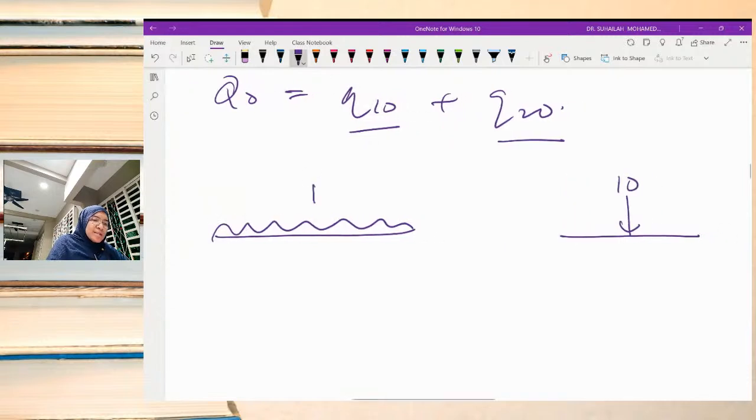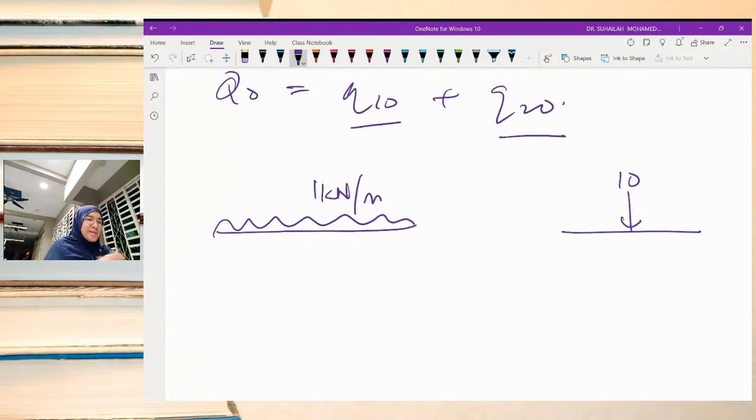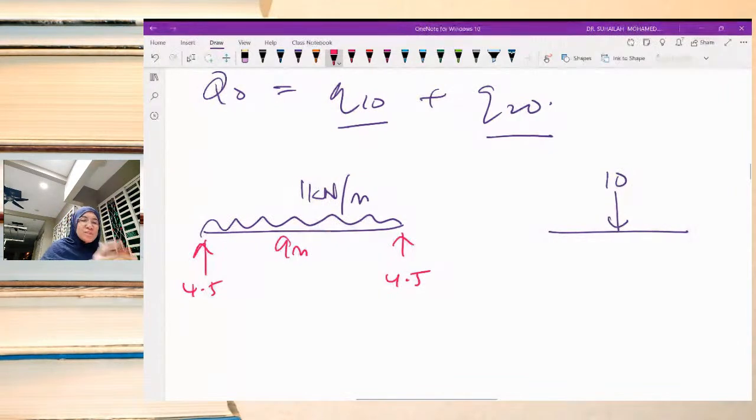This is 1 kilonewton per meter. Based on this, we have to balance it. The balancing of this is 1 times 9 meter, so we get 4.5 and 4.5. These are the equivalent element nodal forces. We have to balance for the vertical forces, and this is 5, this is 5.